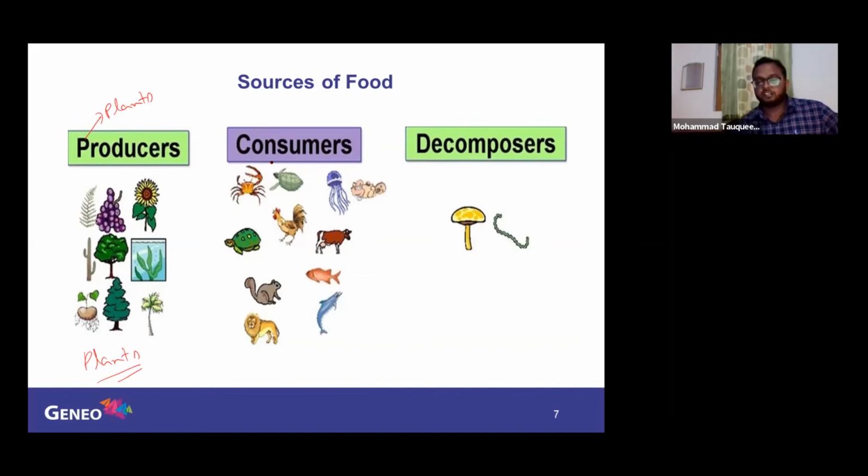Next, C for consumers. Consumers are almost all things like lion, bee, tiger, whale, turtle, everyone is a consumer. Now decomposers, which live on D for dead matter. Decomposers derive food from dead matter. D for dead matter, remember. And examples, mushroom, bacteria, like this. So these are the examples of sources of food.